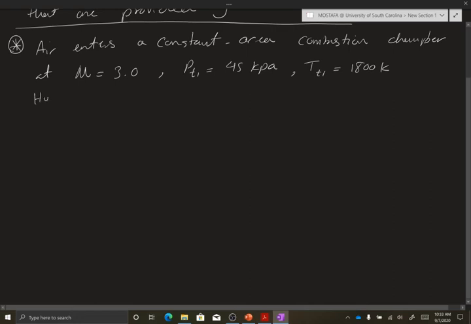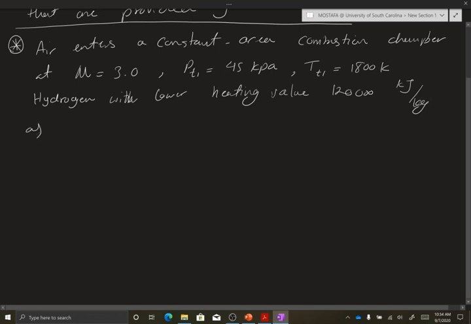And the fuel inside this combustion chamber is hydrogen, with a lower heating value. The reason we chose hydrogen as a fuel is because it has a lower value of heating value compared to the other elements, so it will burn sooner. It will be the first thing to burn. And it has a heating value of 120,000 kJ/kg.